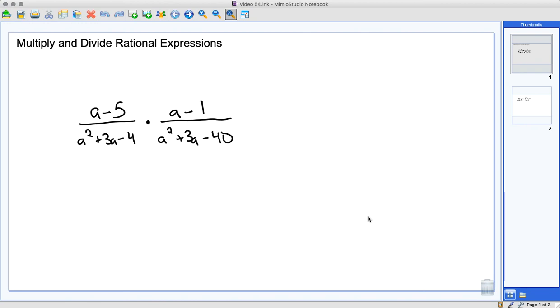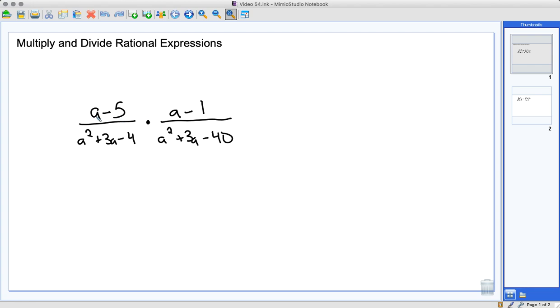All right, so the next section talks about multiplying and dividing rational expressions. We're going to use the same ideas that we talked about when we simplified rational expressions. We're going to always factor everything that we can, and then cross out like terms.